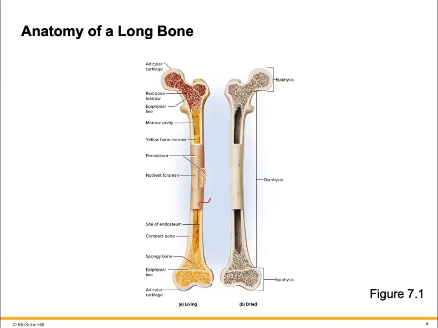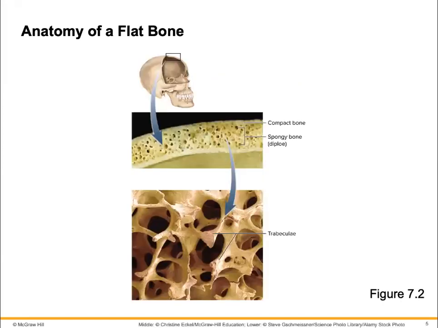When we switch gears and we look at flat bones, they are bones that have spongy bone sandwiched between compact bone, and this is primarily found in our skull bones. It's also in our sternum and our clavicle. So you've got different variations of bones within our body depending on their structure and their function.